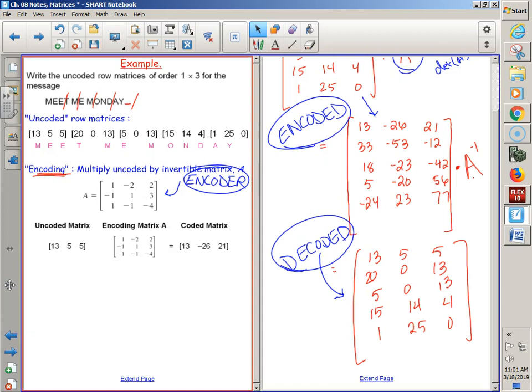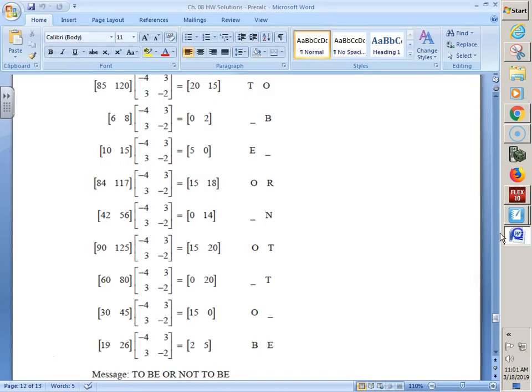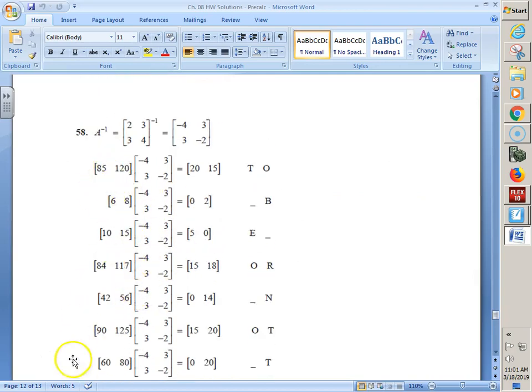Yeah, so the book made it look way worse than it had to be, which is why in that number 58, I was like, ugh, look at that. That's disgusting. It could have been one big old long matrix times this only one time. Would have been so much easier. Anything else from homework?